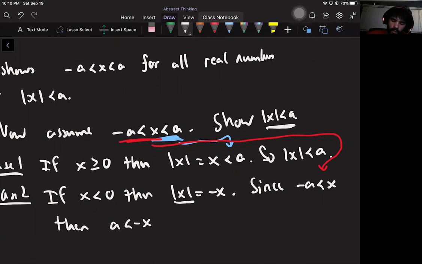And then I can replace negative x with absolute value of x. Oops, what the heck? Oh, I didn't change the arrows. Aha, oof, that was close. So right, when I multiply this by a negative, the arrows changed. And then I replaced x with absolute value of x.